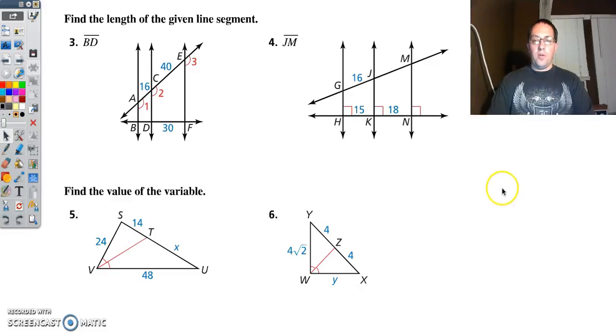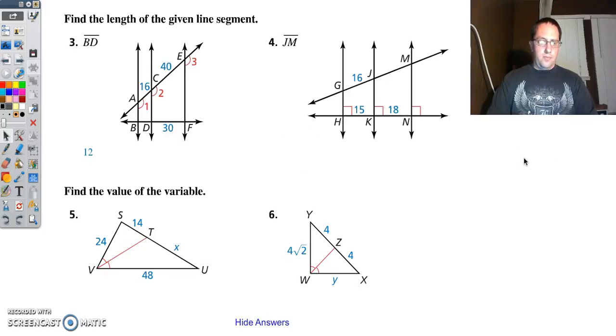Alright, so here we go. Here are 4 problems for you all to work out. Some of these are using angle bisectors, proportionality. Some of these are using the 3 parallel lines. So I want you to pause the video, find the length of the segment up here, find the measure of the variable down here, and let's see how you do. Alright, let's see how you did.